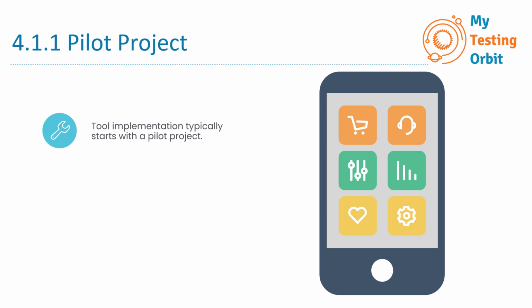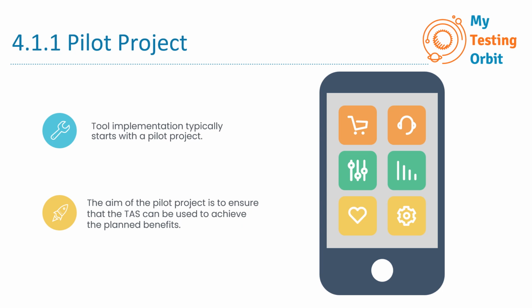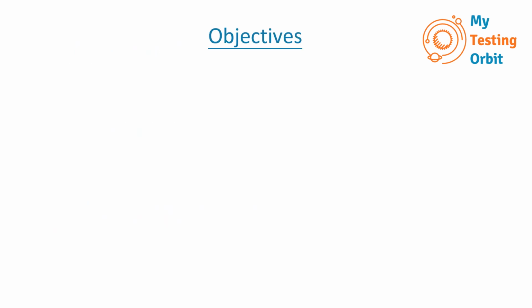Tool implementation typically starts with a pilot project. The aim of the pilot project is to ensure that the TAS can be used to achieve the planned benefits. So it's just like a test run before the big race. Now let's have a look at the objectives of the pilot project.